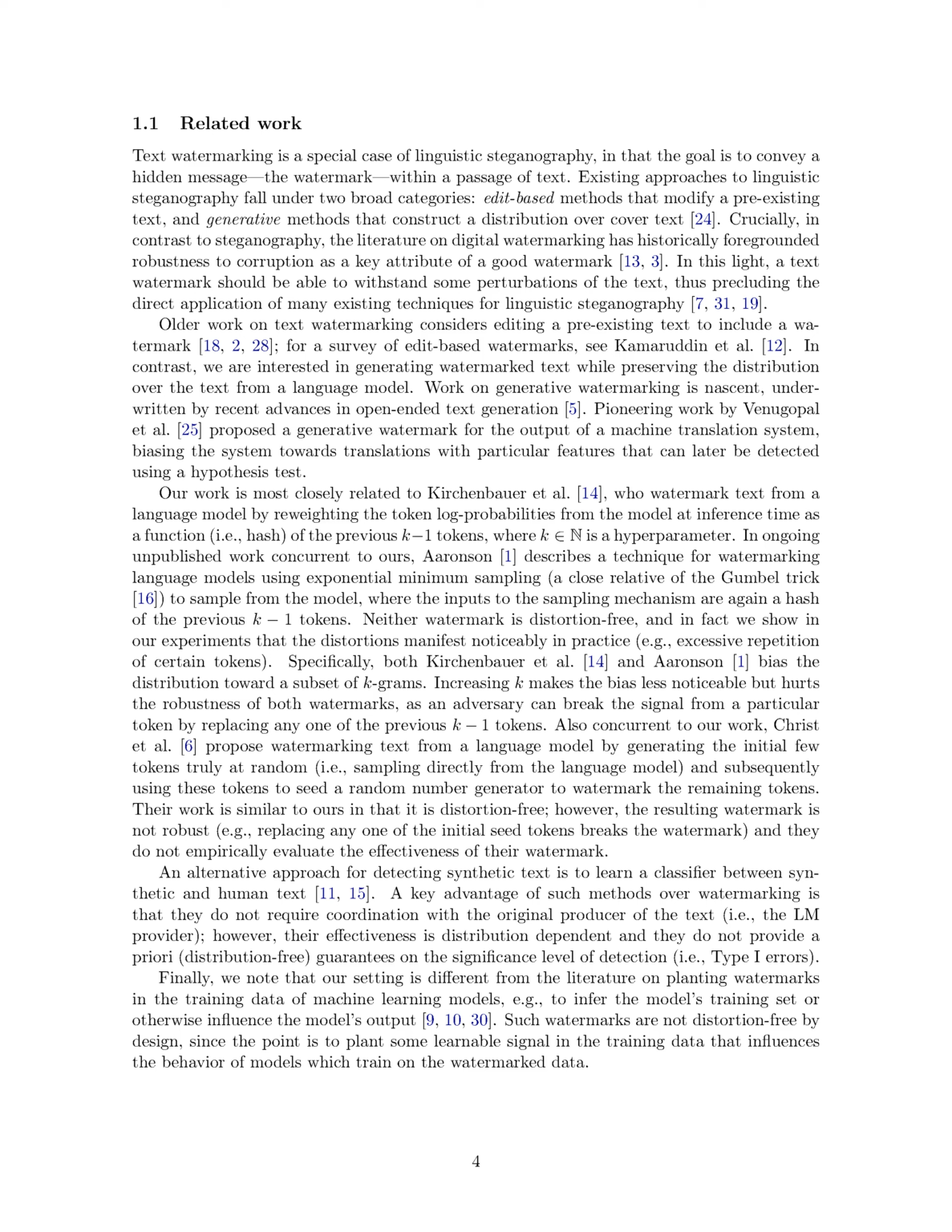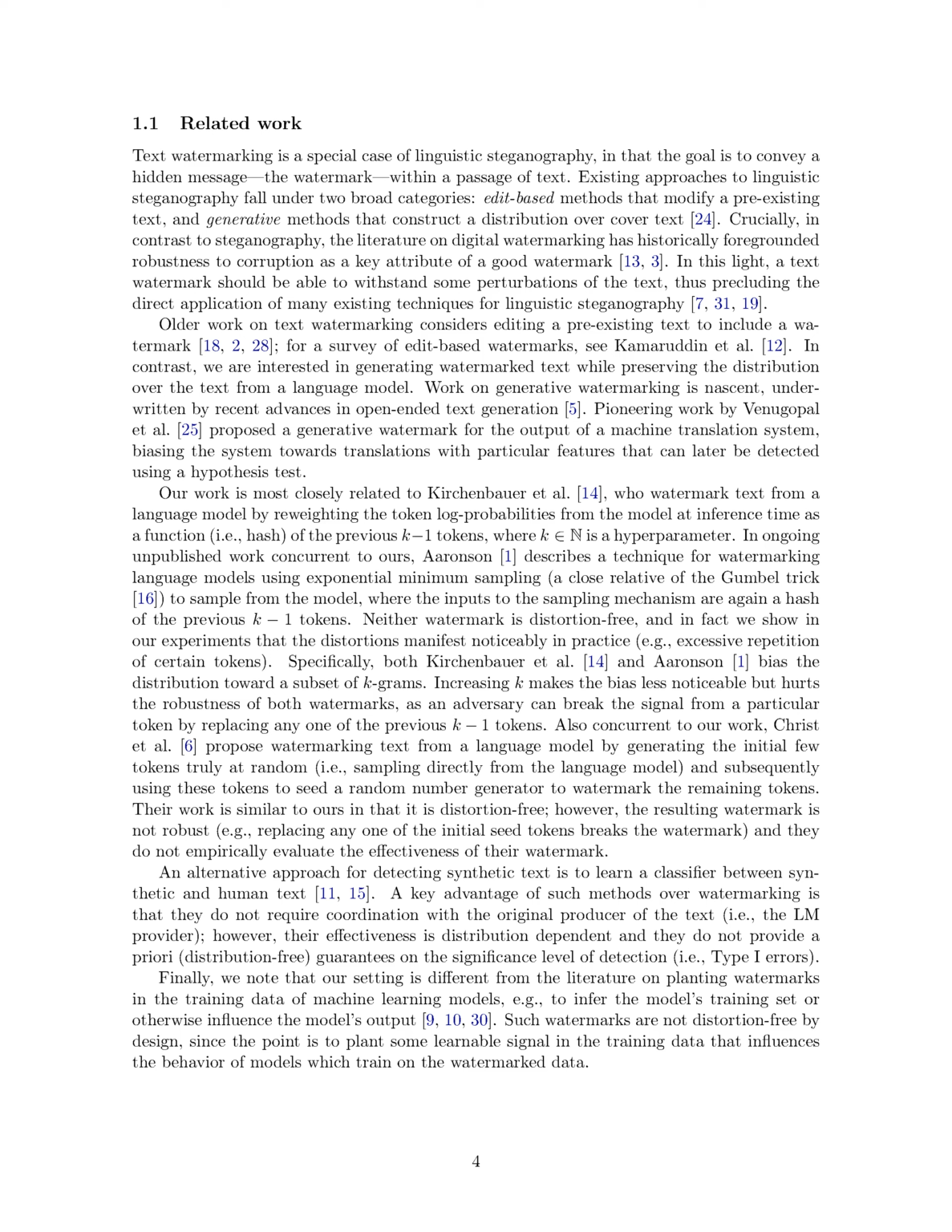Another method proposes watermarking text from a language model by generating the initial few tokens at random and then using these tokens to seed a random number generator to watermark the remaining tokens. This method is similar to ours in that it doesn't cause distortion, but the resulting watermark isn't robust and they haven't empirically evaluated the effectiveness of their watermark.